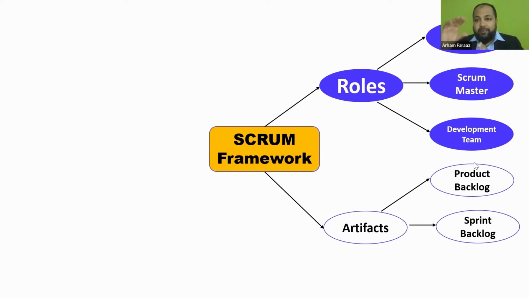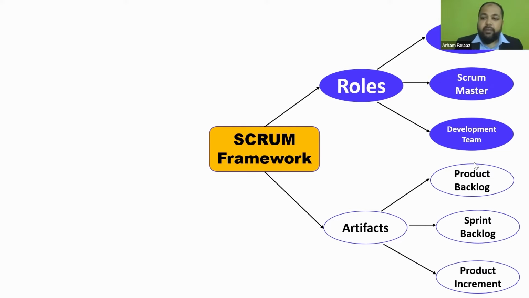That's the product backlog. Sprint backlog is the prioritized portion of the product backlog that the development team comes and executes and delivers in a particular iteration called a sprint. That's the sprint backlog.